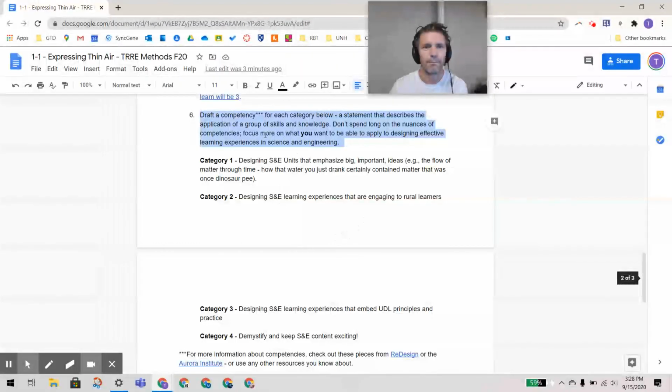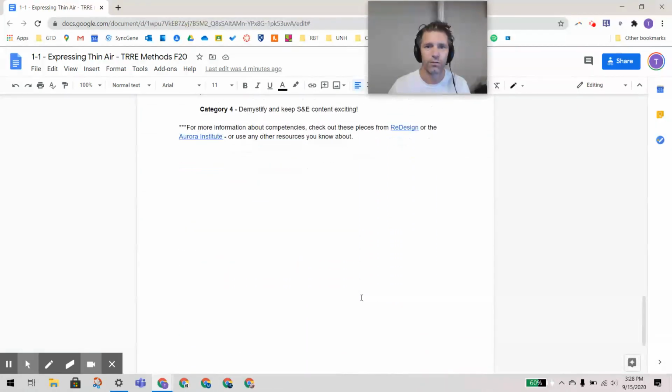And really, a competency is a statement that describes an application, how you would apply a group of skills and knowledge. At what level? I mean, that's the tricky wicket here. But don't focus too long on the nuances of what is a competency and what is not a competency. It's just, what do you want to be able to apply to your endeavor of designing effective learning experiences in science and engineering. And there's 4 categories there. I'm not going to go through those right now.